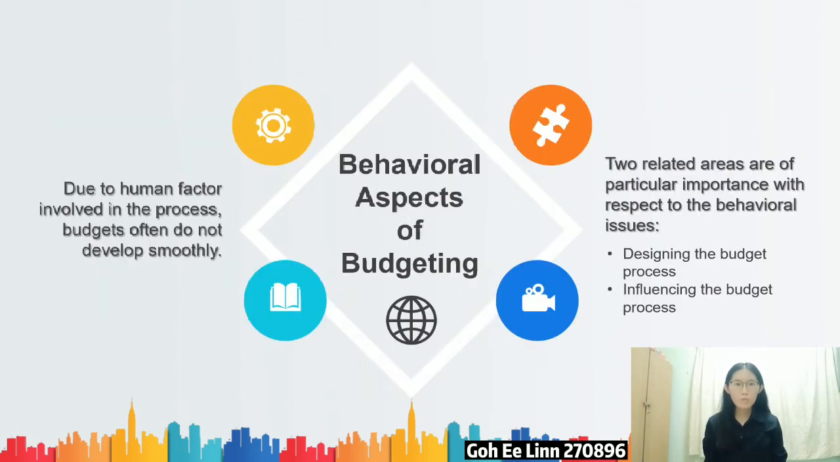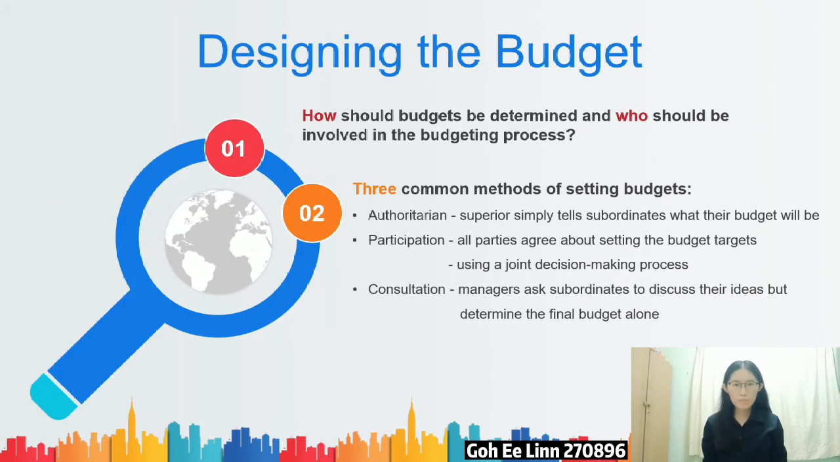Now, let us move to the behavioral aspects of budgeting. Normally, budgets do not develop smoothly because of the human factor involved in the process. There are two related areas of particular importance with respect to the behavioral issues, which are designing the budget process and influencing the budget process. I would like to explain one of them, which is designing the budget. In designing the budget, we need to consider how budgets should be determined and who should be involved in the budgeting process.